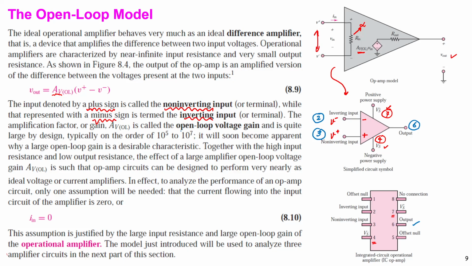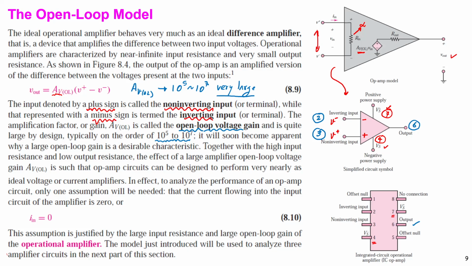And the open loop gain is a very large gain. It's approximately 10 power 5 to 10 power 7. So A_V, the open loop gain, is 10 power 5 to 10 power 7. This is very large. We will get a very large scale.